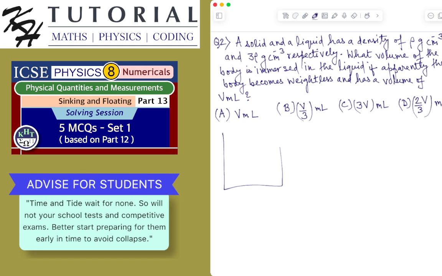Okay, so let's say this is the body. The density of the body is given as rho gram per centimeter cube, and the volume of the body is given as V mL. So the mass of the body will be V rho gram. Let's say V dash mL is the volume of the immersed part of the body in the liquid.